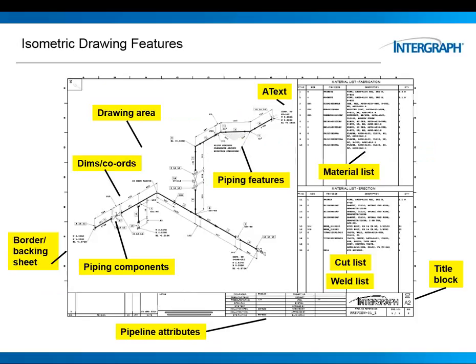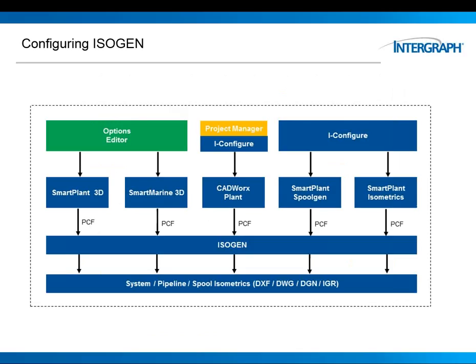Shown here is a typical isometric drawing. So Isogen settings allow you to control the isometric output, basically what the drawing would look like. This includes the backing sheet, title block, effective drawing area, pipeline attributes, material list, cutting and weld list, among others. So a lot of users have been content so far in using Project Manager to create their projects and set up the corresponding isometric settings. There are actually two types of interfaces for Isogen. One is Project Manager, the other one is iConfigure.